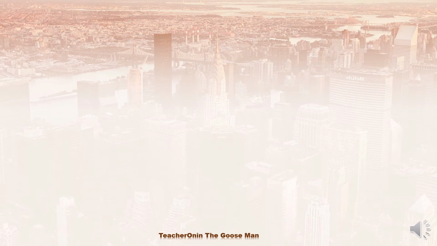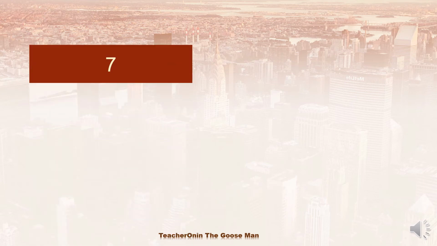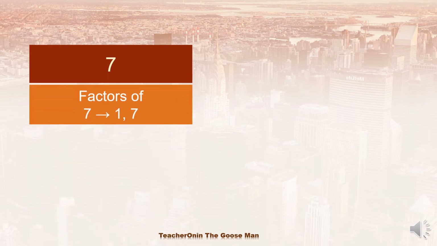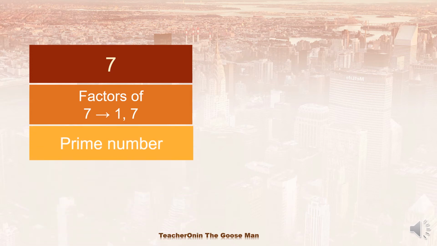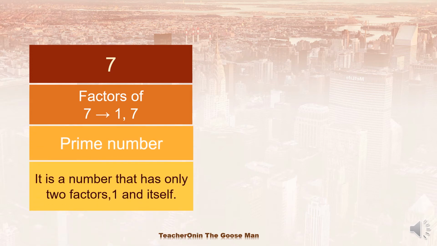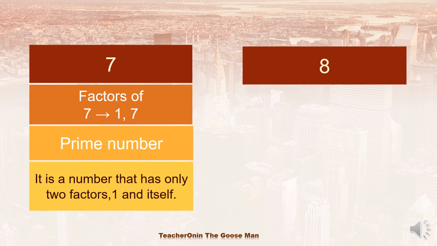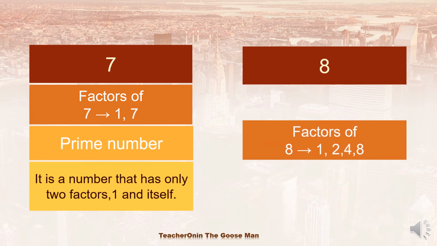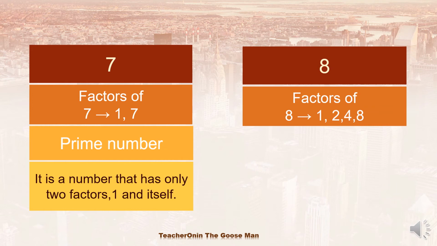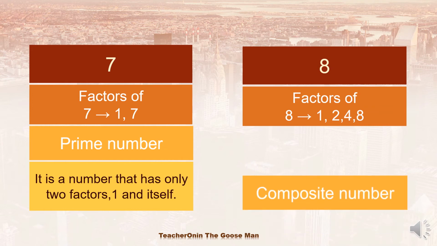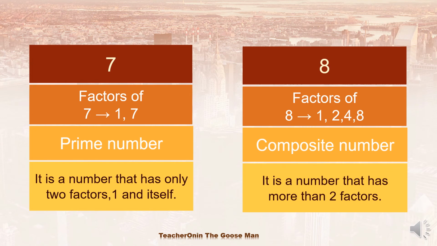Again, going back to our examples a while ago, let's consider the number 7. The factors of 7 are 1 and 7. So we call this one a prime number. A prime number is a number that has only two factors, 1 and itself. On the other hand, we have the number 8. The factors of 8 are 1, 2, 4, and 8. So we call this number a composite number. A composite number is a number that has more than two factors.